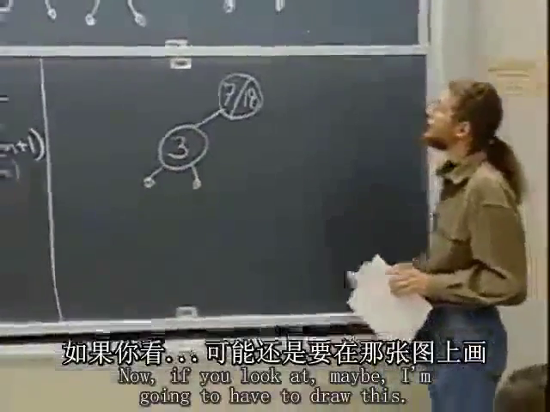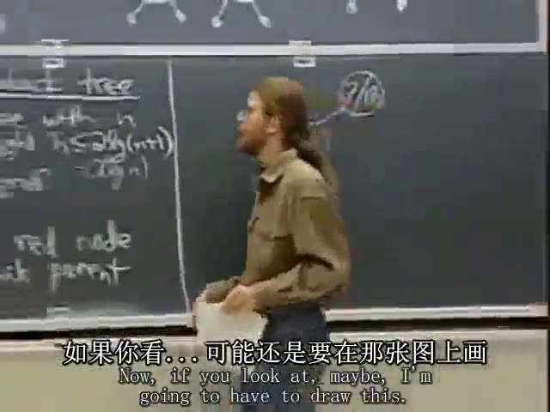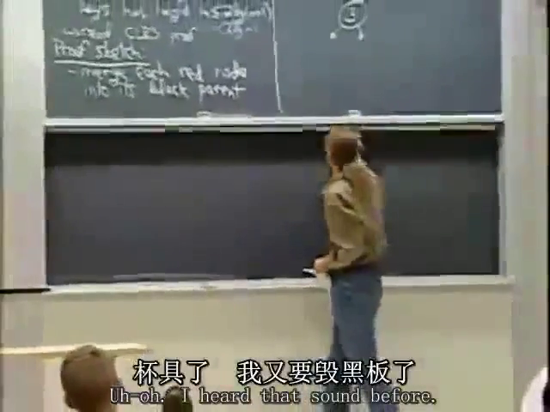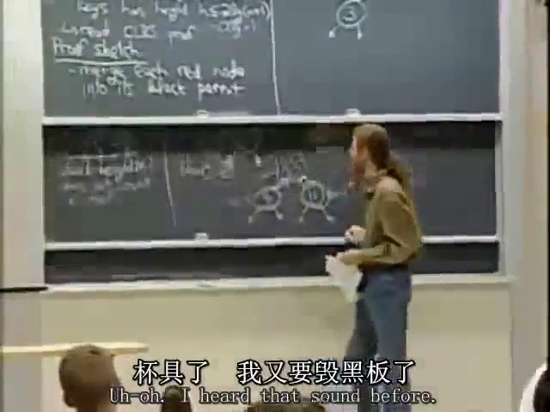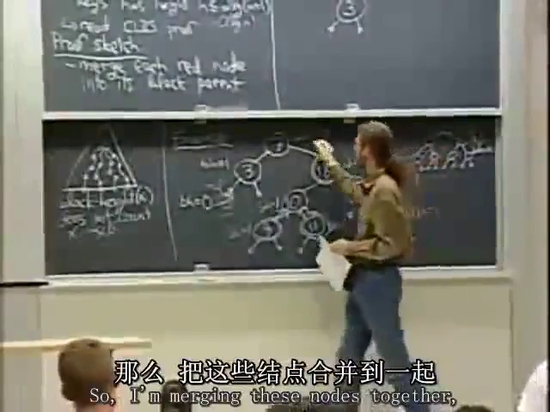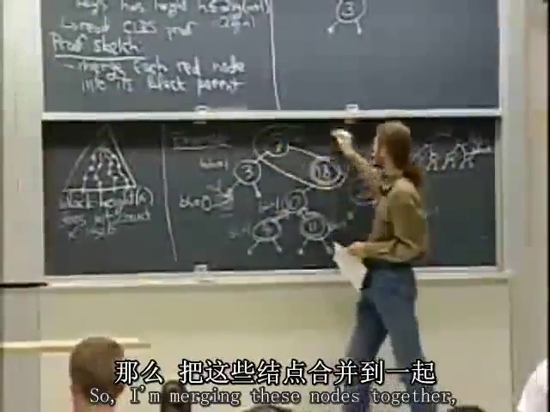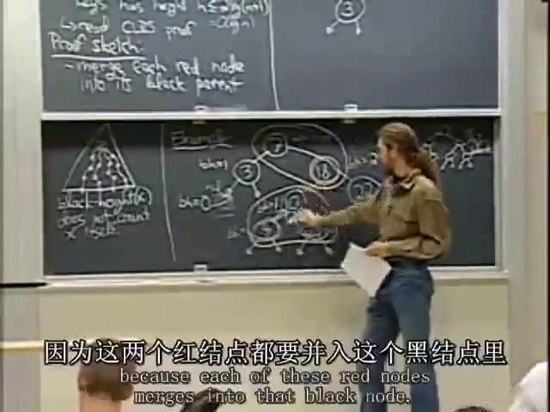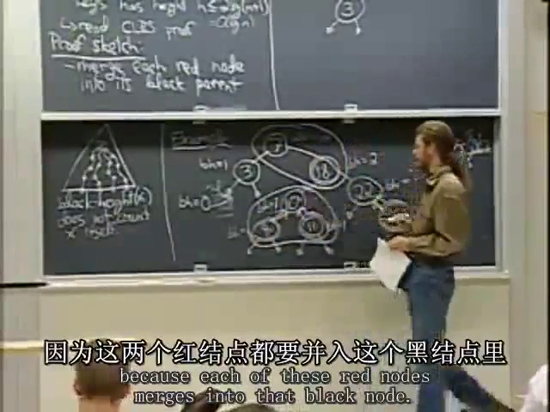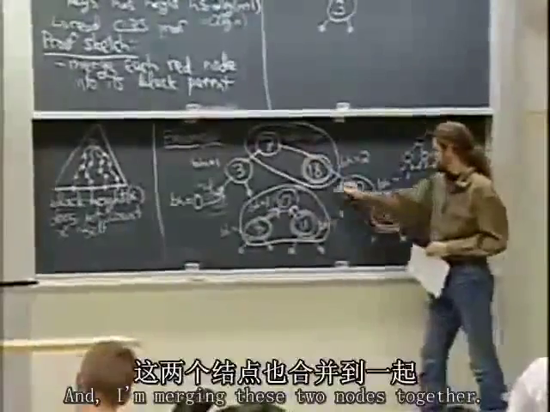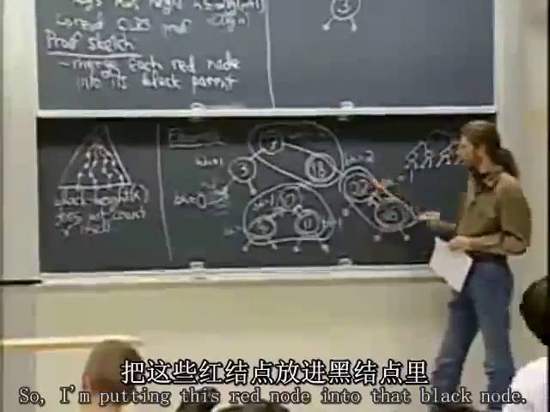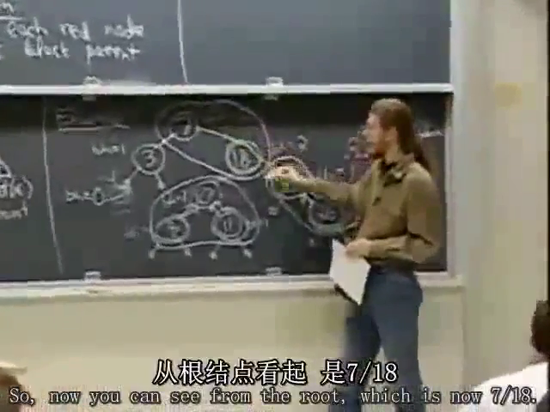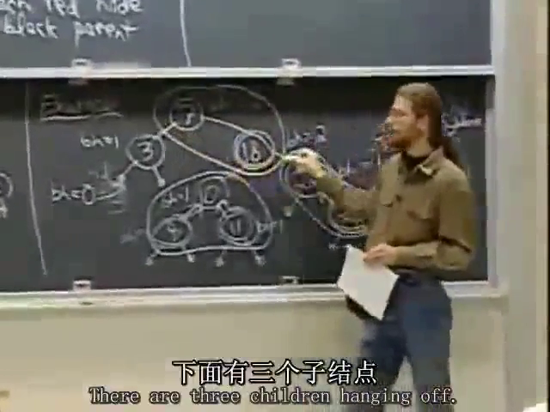Now, I'm going to have to draw this. So I'm merging these nodes together, and I'm merging all of these nodes together, because each of these red nodes merges into that black node. And I'm merging these 2 nodes together, so I'm putting this red node into that black node. So now you can see from the root, which is now 7/18, there are 3 children hanging off.